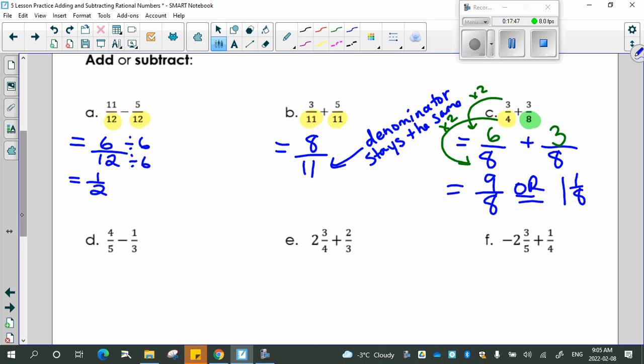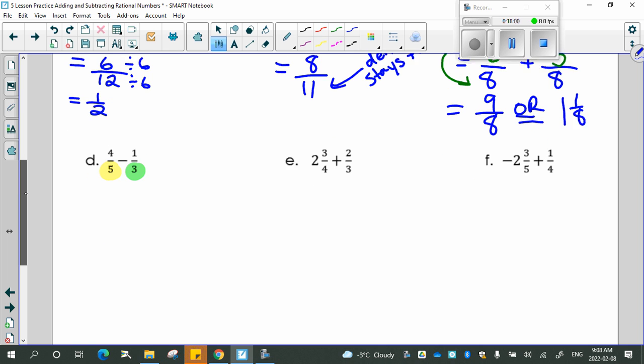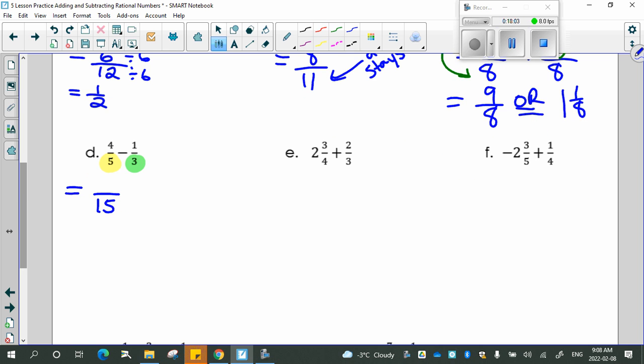4/5 minus 1/3. All right, who figured out a common denominator for 5 and 3? Alexa. 15. 15, nice. How many people got 15 for their common denominator? Lovely. Okay, so did the denominator change? Yes. And it's always going to change multiplicatively. So if I don't know what I had to multiply 5 by to get 15, I need to do 15 divided by 5. And whatever I did to the bottom, I now do to the top.